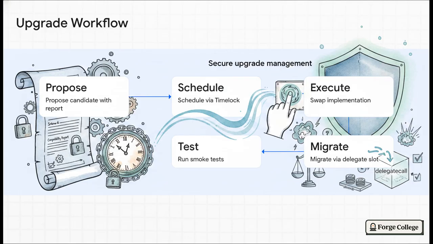Step 1, you propose a candidate contract along with a full compatibility report. Step 2, you schedule it via your timelock. Step 3, once the timelock expires, your authorized executor triggers the implementation swap. Step 4, and this is critical, it happens in the exact same transaction, you trigger your migration function via a delegate call. And finally, Step 5, you run automated smoke tests to verify that all your core invariants are still intact.